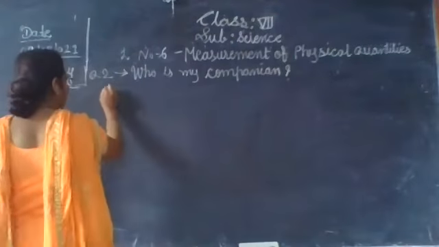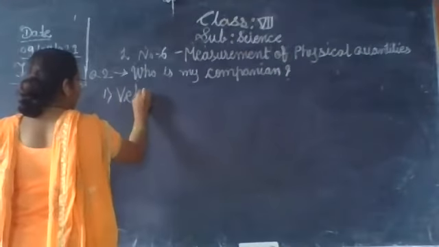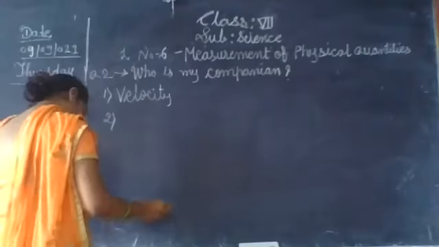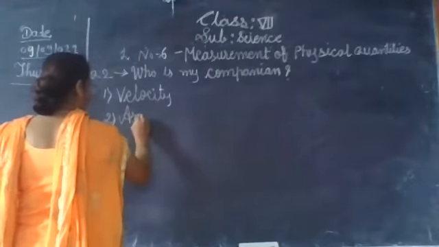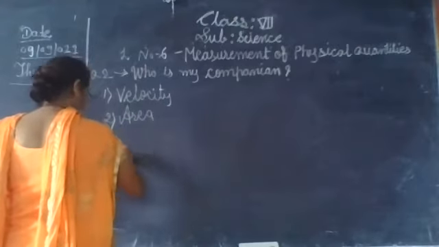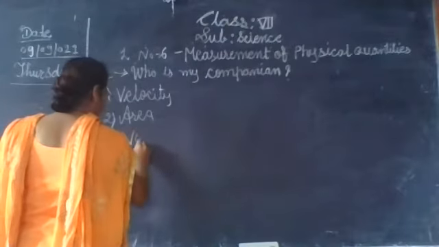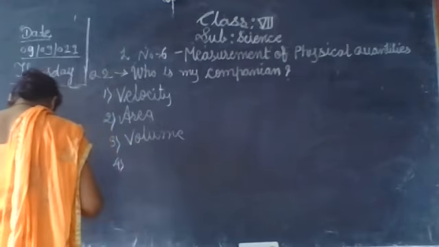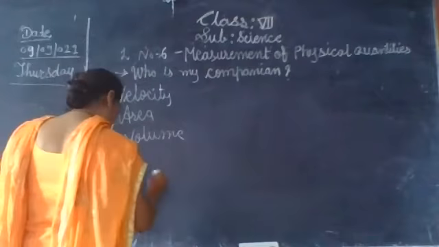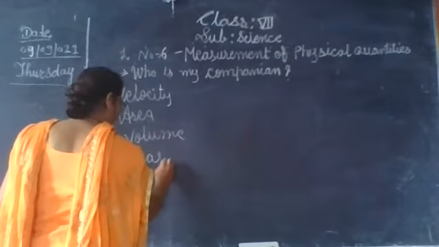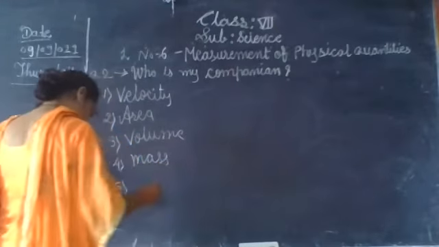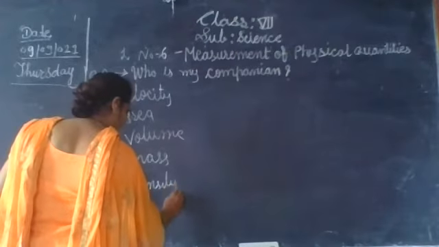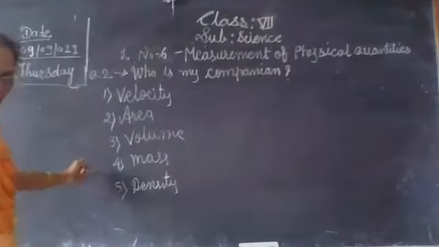Write down, first one is velocity. Okay, second, area. Then third is volume. Fourth is mass. Fifth is density. Okay, this is your A column.